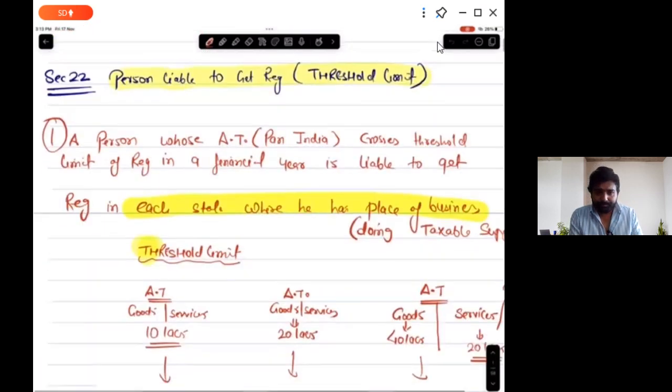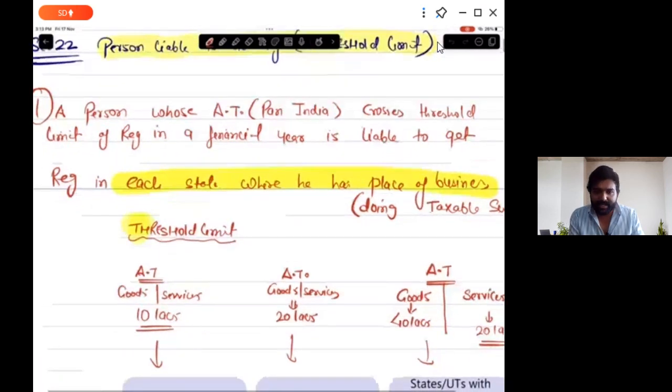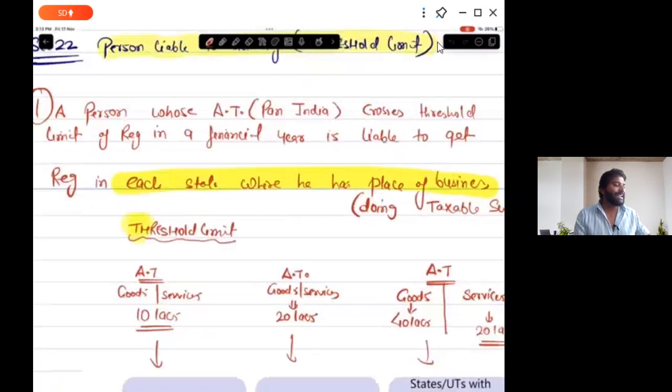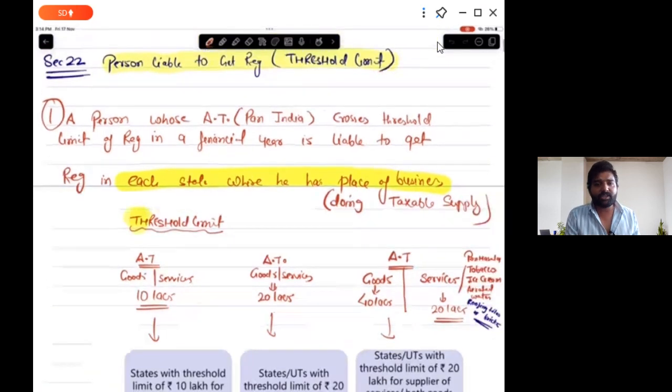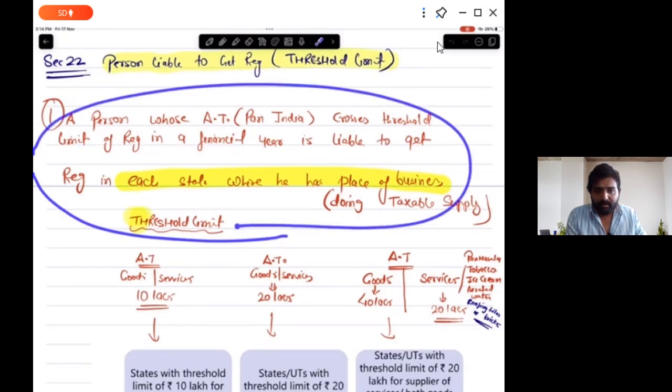So first of all, who are the persons liable to get registered? A very important discussion. First of all, what exactly is written in the provision? It says any person whose aggregate turnover crosses the threshold limit of registration in a financial year is liable to get registered in each state where he has a taxable place of business. Just look at this particular paragraph.